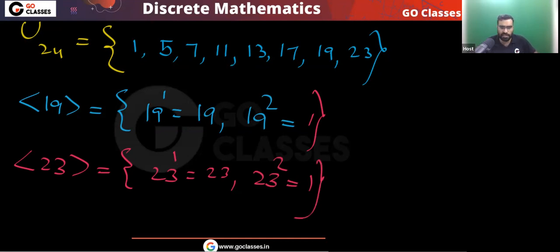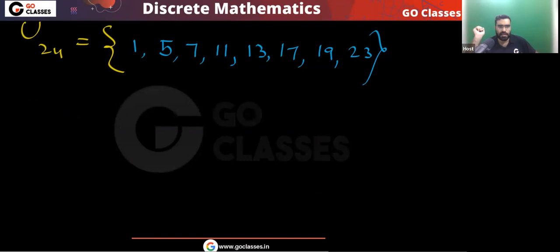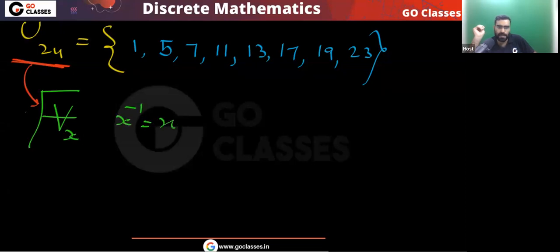That there is no generator here. In this group, can you notice what we have seen? We have seen that 1 inverse is 1. Actually, every element is the inverse of itself. In this group, for every element, I can say that it is the inverse of itself.